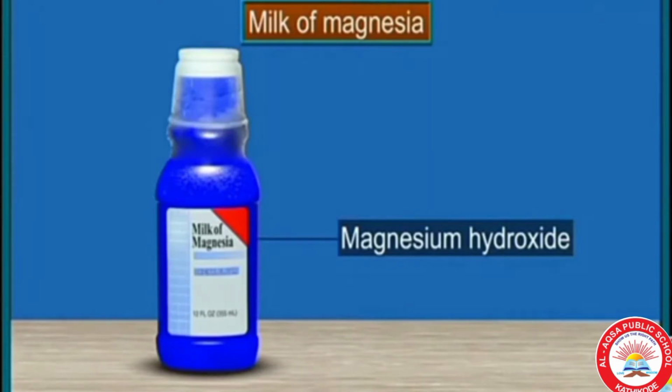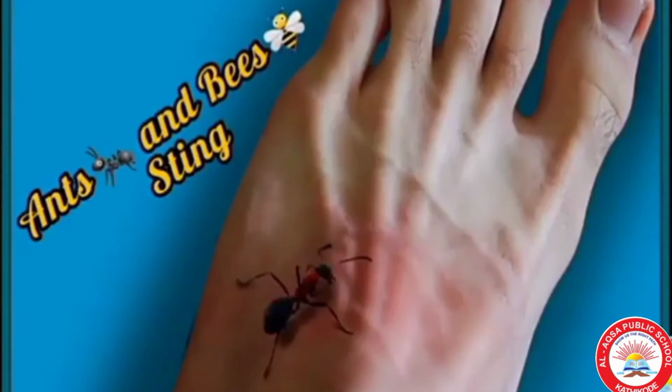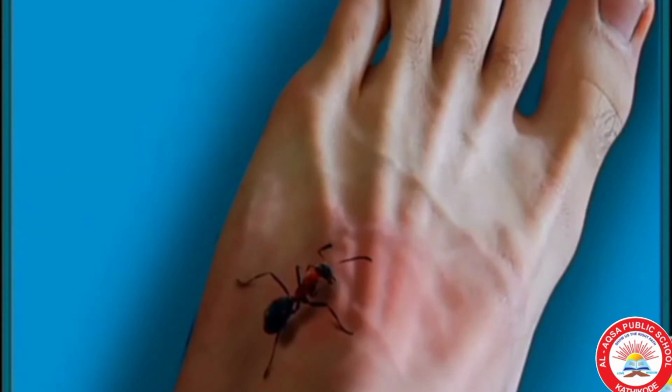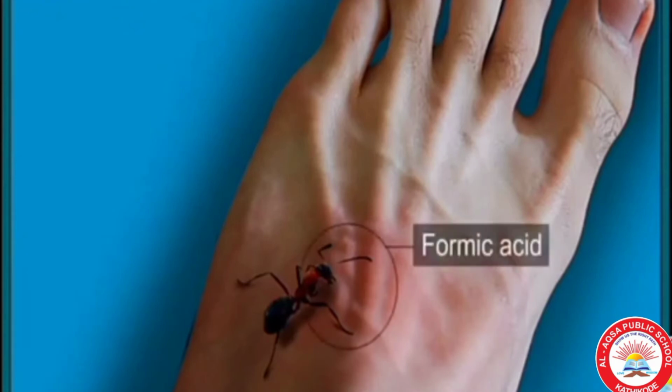The next one we can also see when an ant bites. Do you know what an ant is? Okay. When an ant or bee bites, they inject an acid liquid into the skin. That acid is called formic acid. So how can we neutralize the effect of the acid? Yes, we have to use a base.